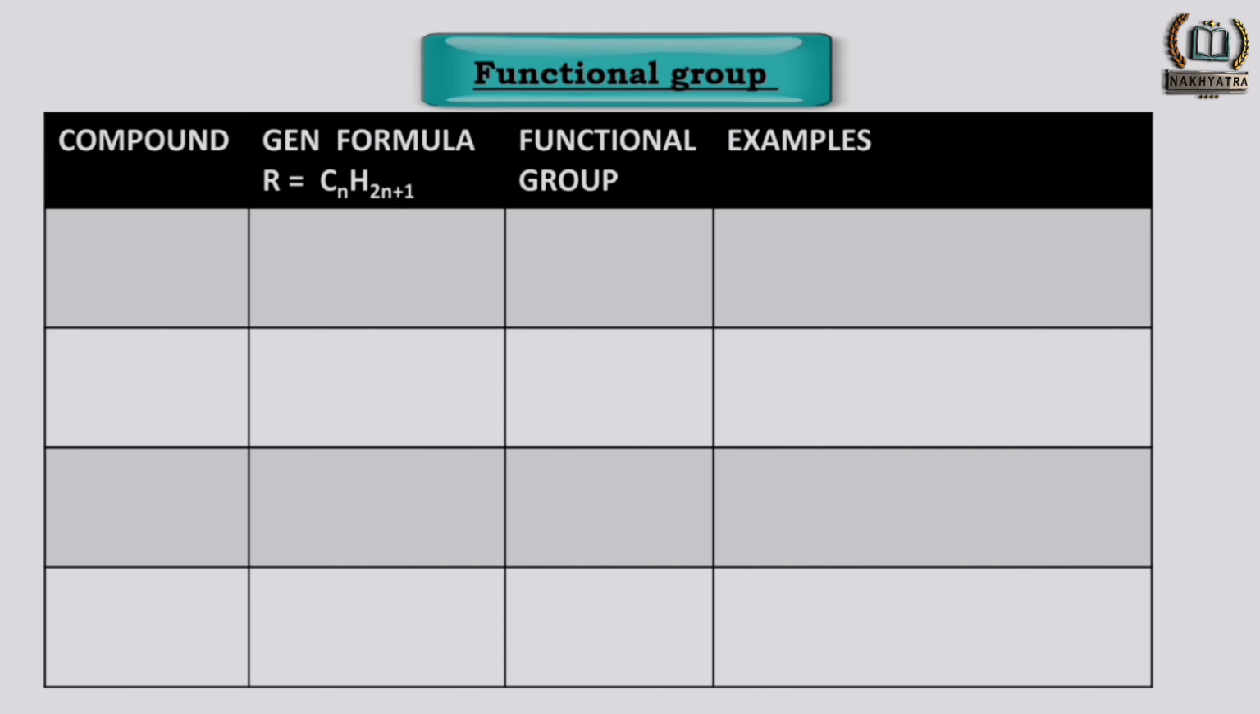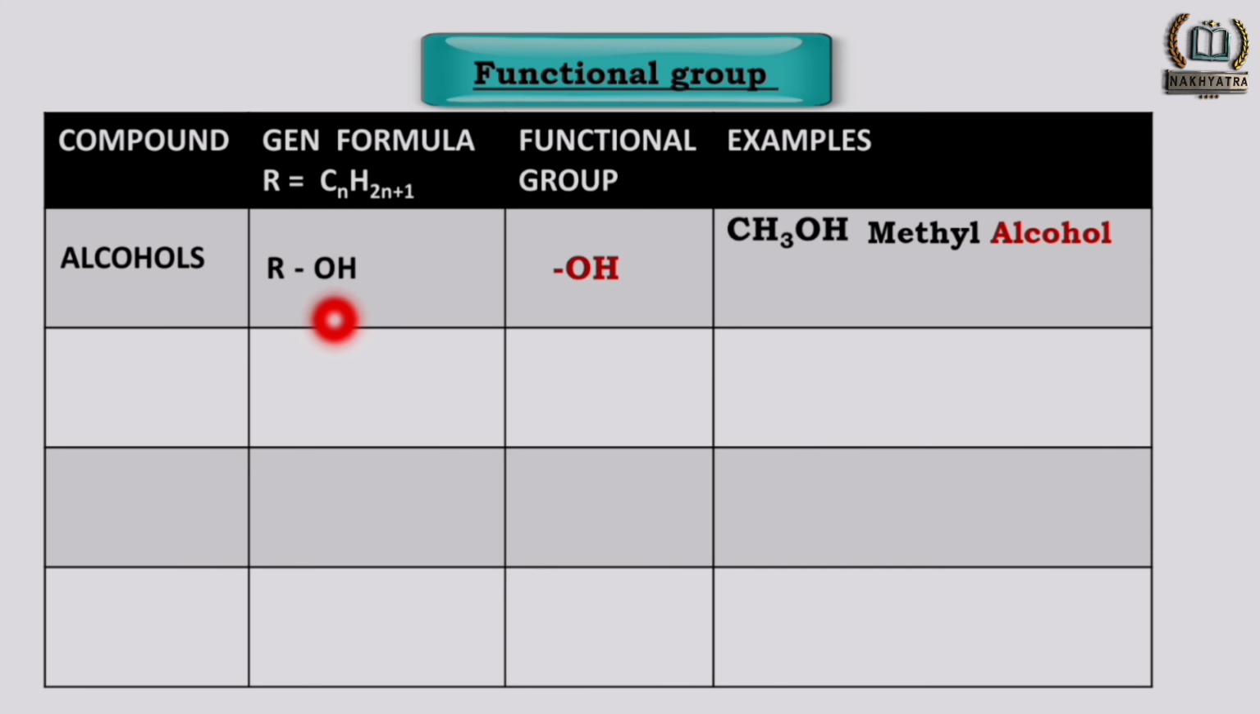Now see the functional groups. First is the compound, then the general formula R = CnH2n+1, the functional group, and examples. Here R is the alkyl group, as I already told you. Since it is alcohol, the functional group is OH. One example is methyl alcohol. Another one is C2H5OH. Name the compound C2H5OH: it is your ethyl alcohol.